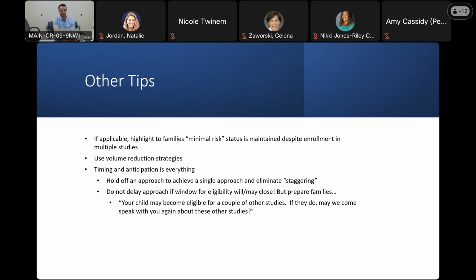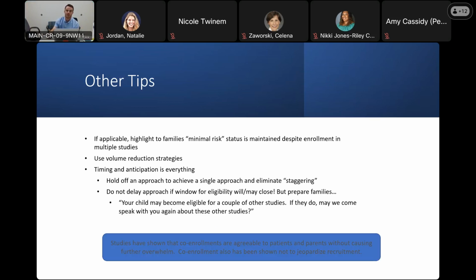Again, this kind of goes into that a little bit. So do not delay approach if the window for eligibility will or may close, but just let them know that they may be eligible for more studies. And there's some research out there that has shown that co-enrollments are agreeable to the patients and parents without causing them to be further burdened or overwhelmed by the whole process.